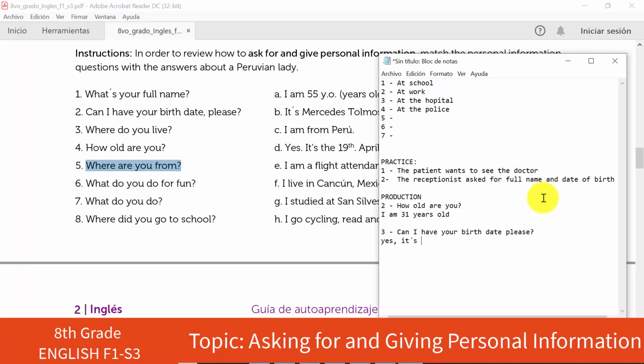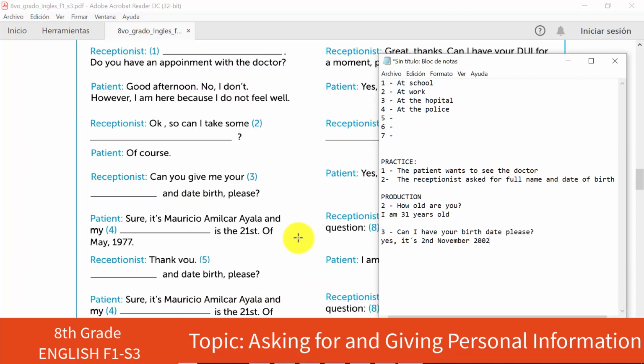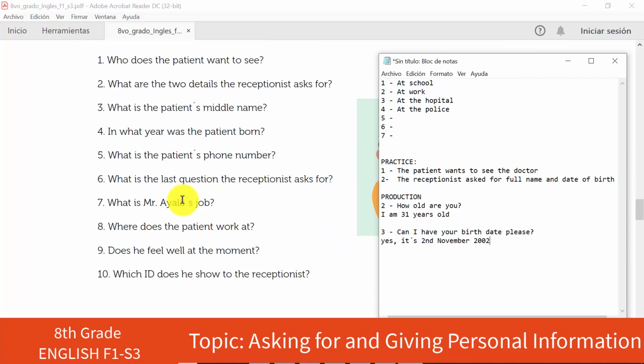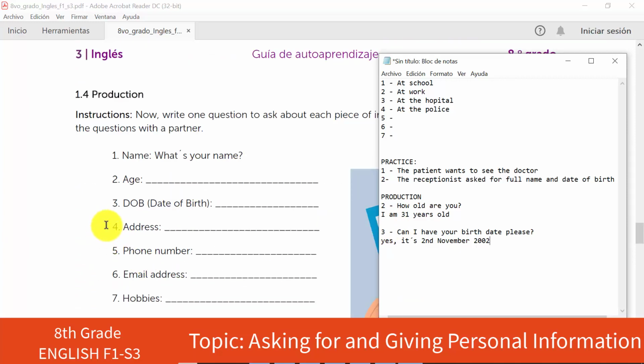Yes. Example. 2nd November 2002. For example. ¿Ok? Como ejemplo. For example. Now, next question. Siguiente pregunta. Number 4. A ver, number 4.